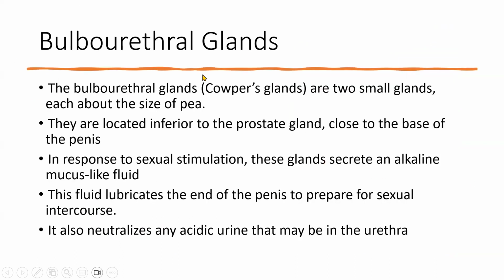Bulbourethral gland, the little two things, the Cowper's gland, very small, size of a pea. They are at the base of the prostate gland, close to the base of the penis. And in response to sexual stimulation, they secrete, again, the alkaline mucus fluid that helps flush the urethra, right? Neutralizes any acidic urine, and also helps lubricate the genital.